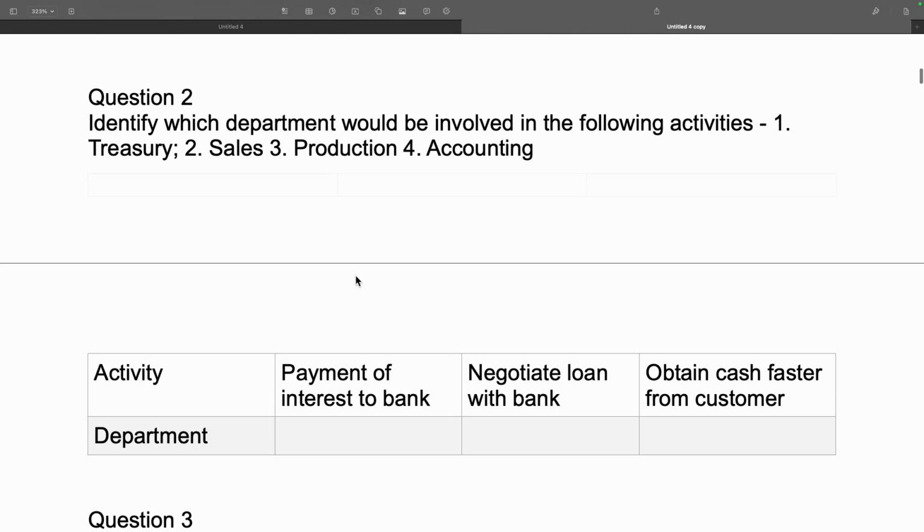Can you answer 1, 2, 3, 4? Put the numbers here, guys. Just put all the numbers here. Which department does the work? Can you just label it first yourself? If you're already done, please give a thumbs up. Rest of you, thumbs up.